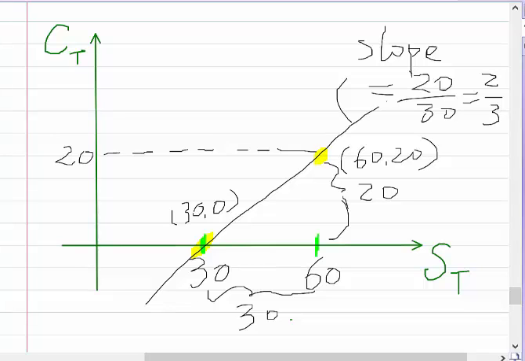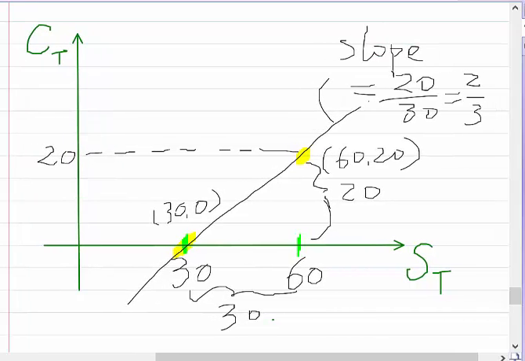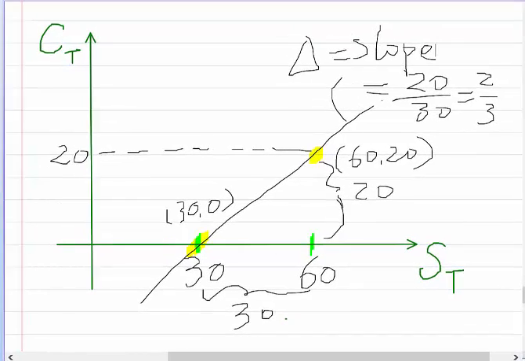Now this slope is where this delta comes from. That's the payoff relationship between the call option and the underlying. That's why 2/3 of one underlying share can help us to price the call option.